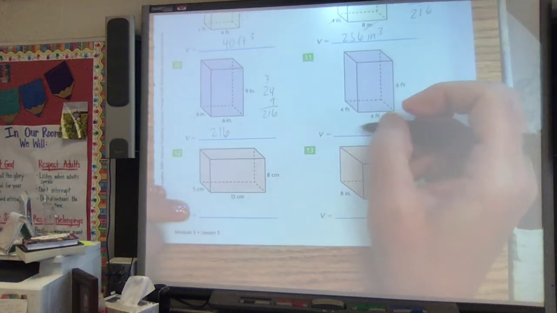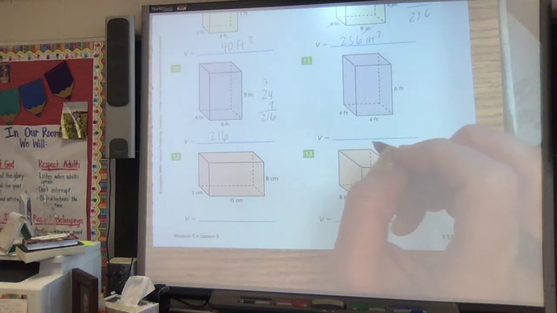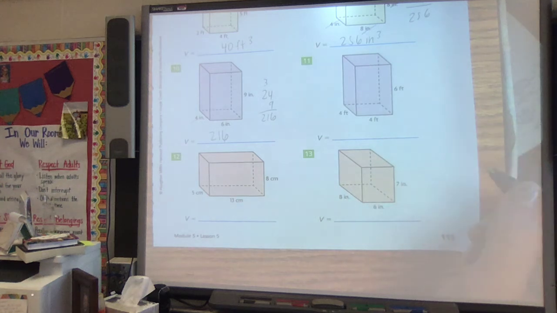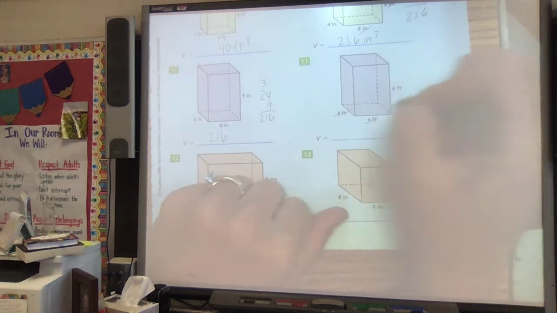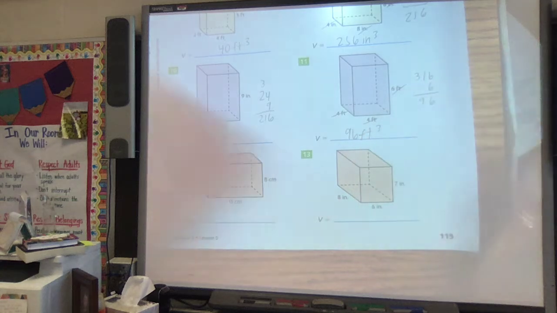4 times 6 is 24, times 9 be 36, 18, 19, 20, 21. All right, I want you to take a minute and do this one by yourself. I'm going to give you just a second to solve that. All right, so 4 times 4 is 16, and 16 times 6, that'd be 96 cubic feet.